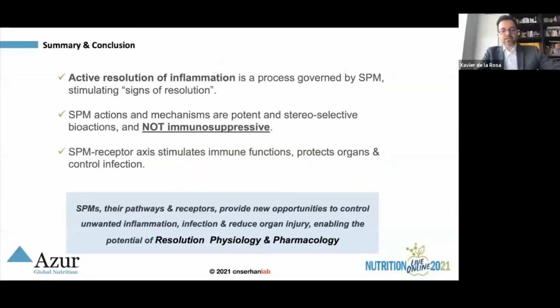So my summary slide. Active resolution of inflammation is a process governed by SPMs, stimulating signs of resolution. SPM actions and mechanisms are potent and stereoselective bioactions and not immune suppressive. And the SPM receptor axis stimulates immune functions, protects organs, and controls infection. Altogether, SPMs, their pathways and receptors provide new opportunities to control unwanted inflammation, infection, and reduce organ injury, enabling the potential of resolution physiology and pharmacology.